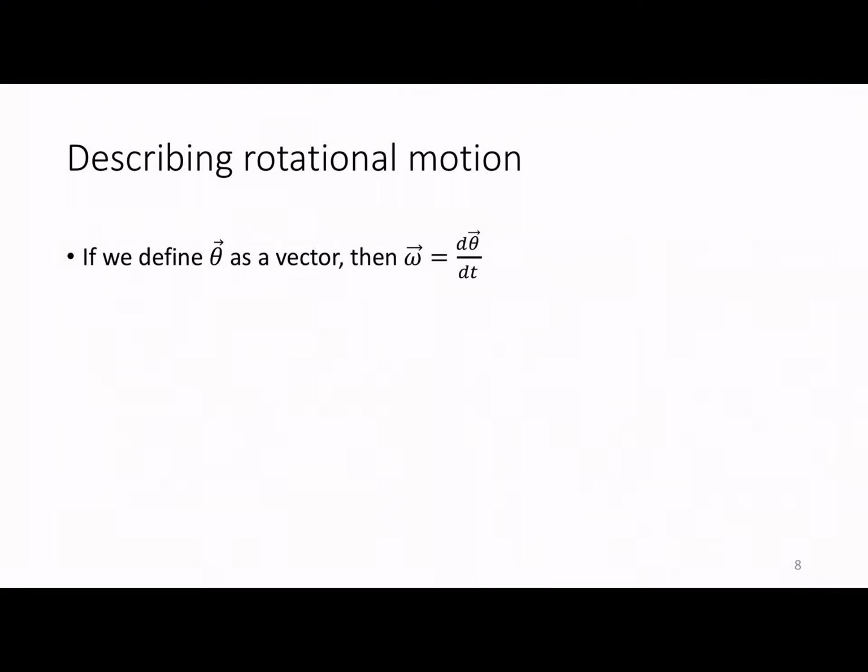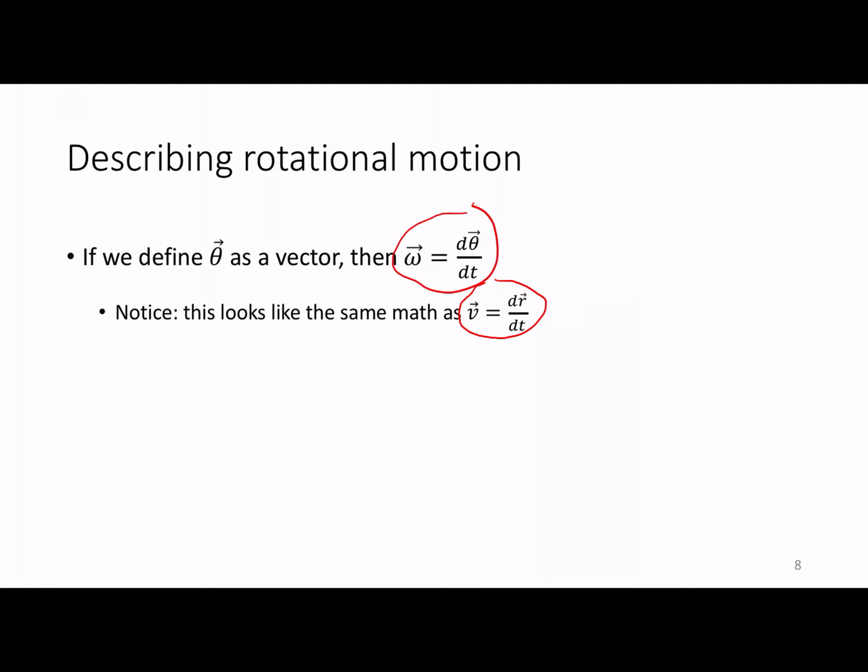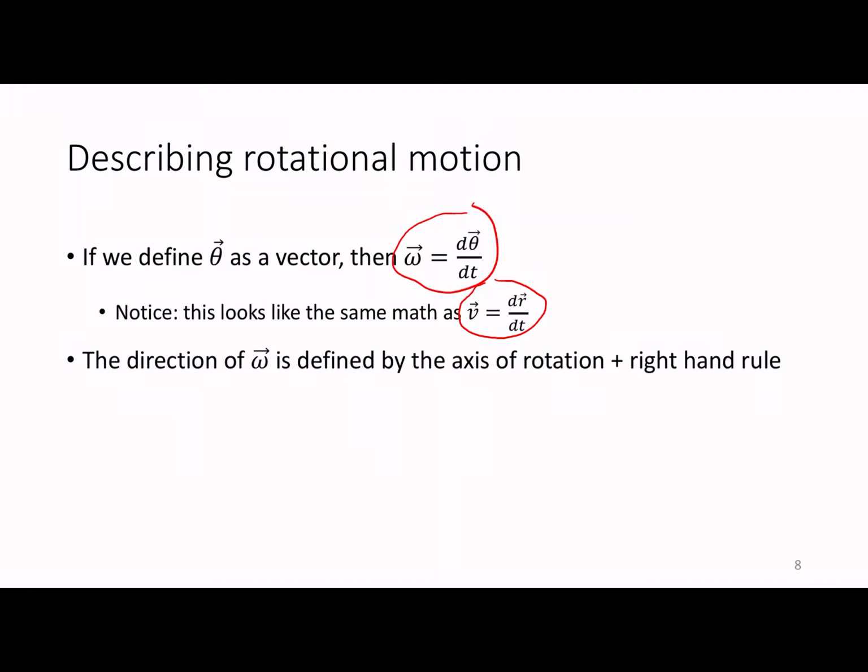So now coming back to what I was saying a second ago, the right way to think about this again is as a vector. So if I define theta as a vector, then omega vector is equal to d theta vector dt. And this should remind you of something. It should remind you of velocity. Velocity is equal to dr dt. So again, this is the important analogy between linear motion and circular motion. The math looks identical between these two. And this will also really help us to understand what it means to talk about omega as a vector.